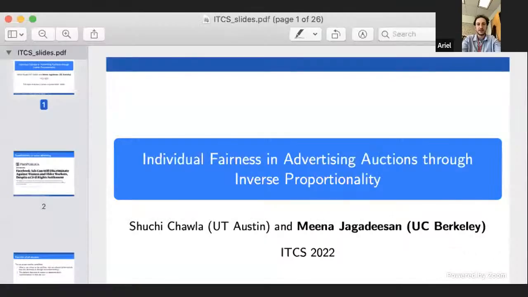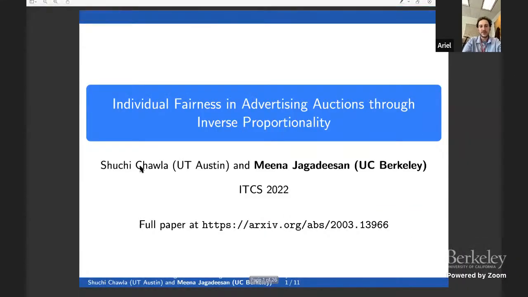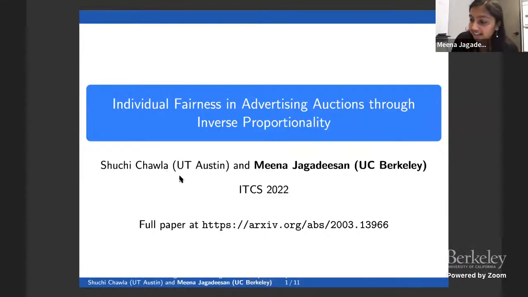I had a couple more things to say about each paper, but since we're running a bit late, I'll just hand it over to our first speaker, who is Meena Jagadeesan. So Meena, if you can share your screen. Thank you. Can you see my screen? No. Okay, cool. You can see my screen.